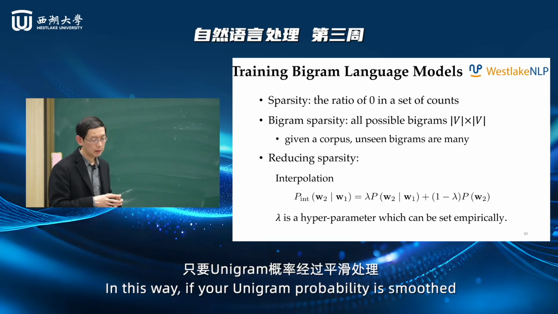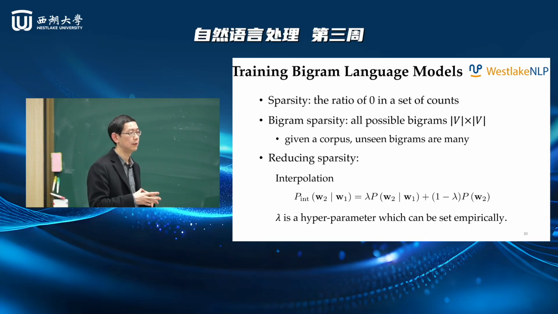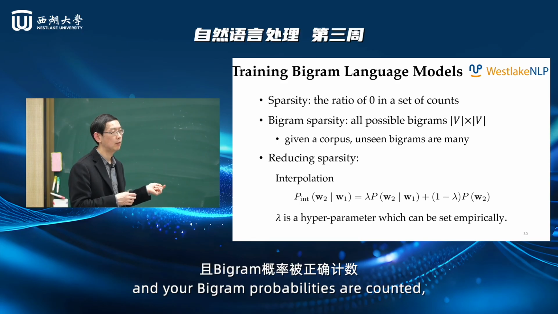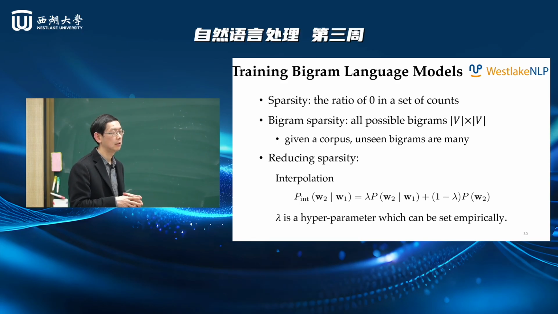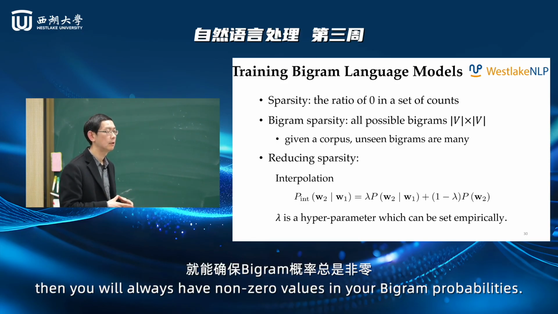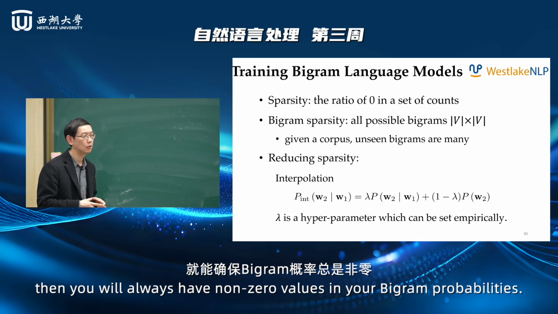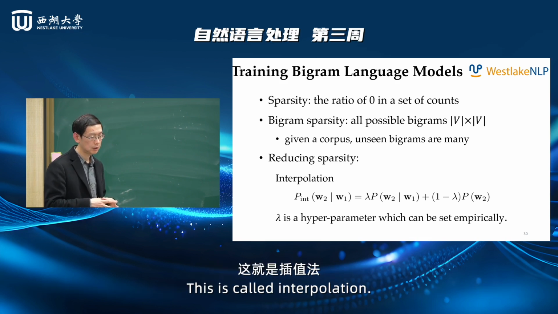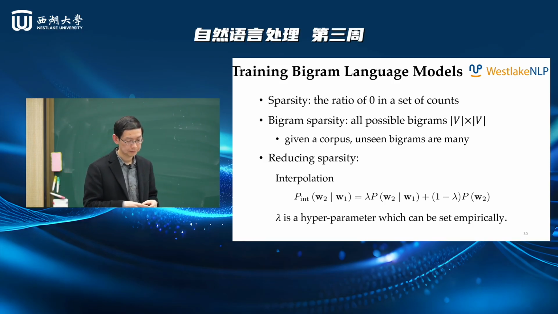In this way, if your unigram probability is smoothed and your bigram probabilities are counted, then you will always have non-zero values in your bigram probabilities. This is called interpolation. All right.